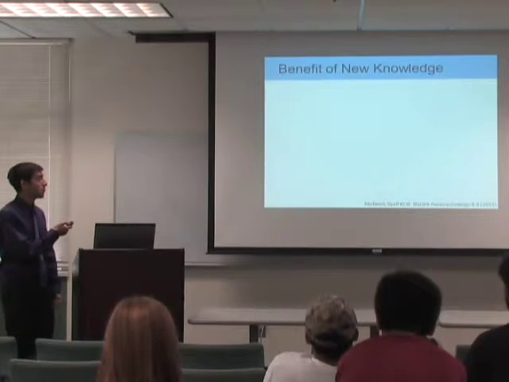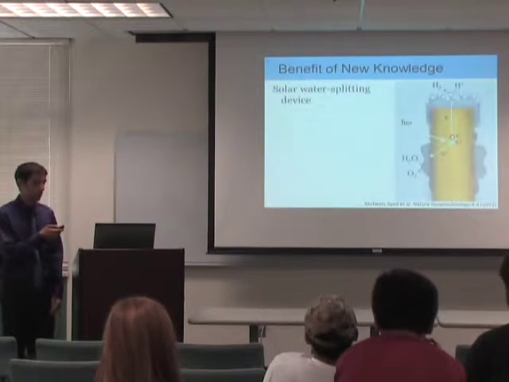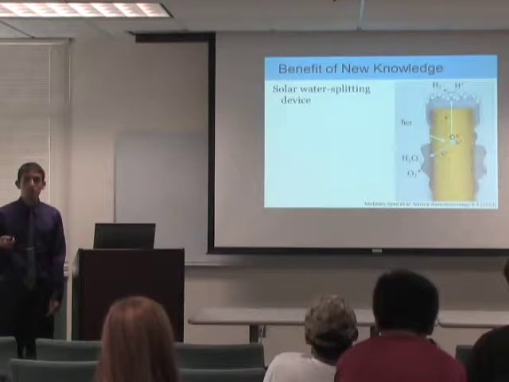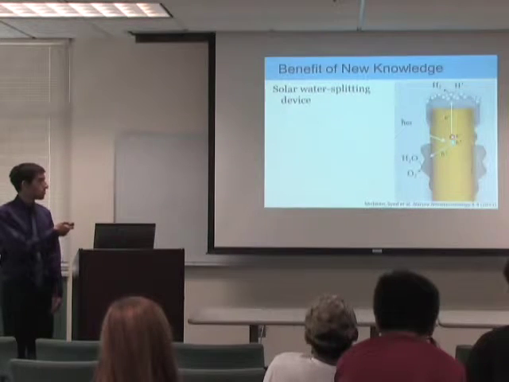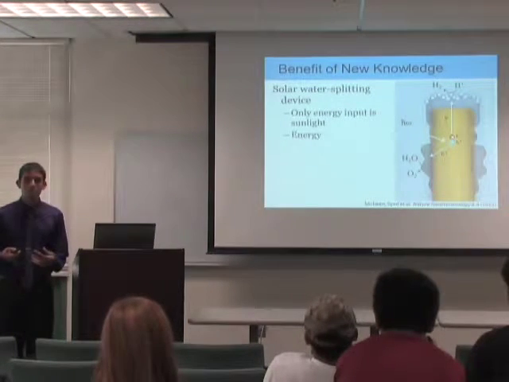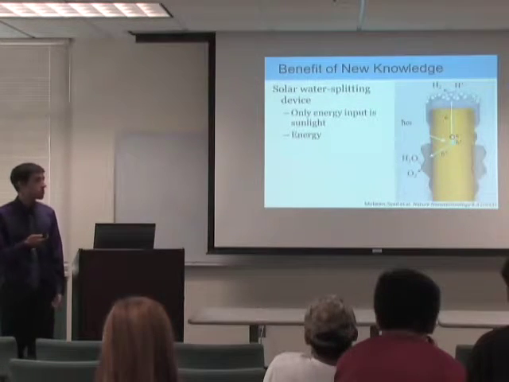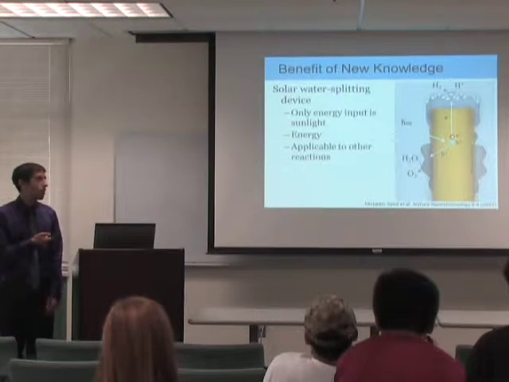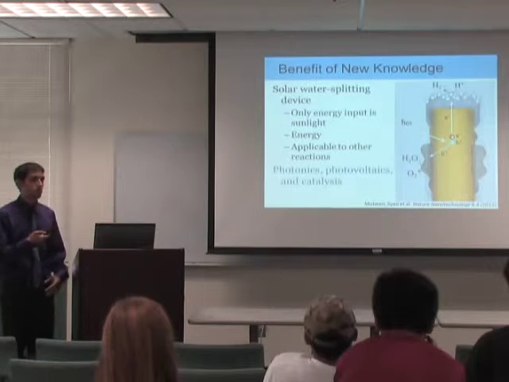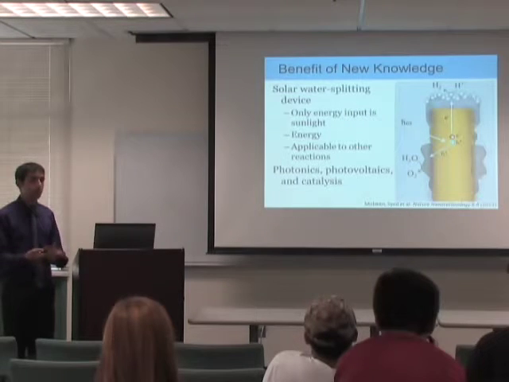The benefit of that new knowledge is that we can apply it to various devices, such as this solar water splitting device, which utilizes surface plasmon resonance and sunlight to split water into hydrogen and oxygen gas. This device in particular has a lot of great advantages in that it's a very clean way of storing energy in the form of hydrogen gas. But in addition, we can apply surface plasmons to other processes and drive other types of reactions, as well as utilize surface plasmons in applications in photonics, photovoltaics, as well as catalysis.